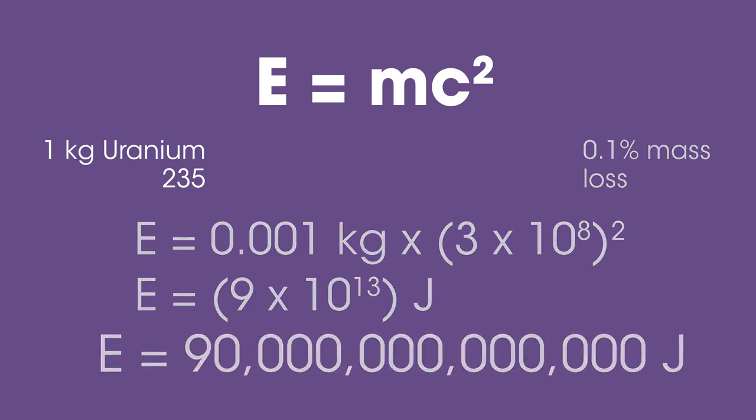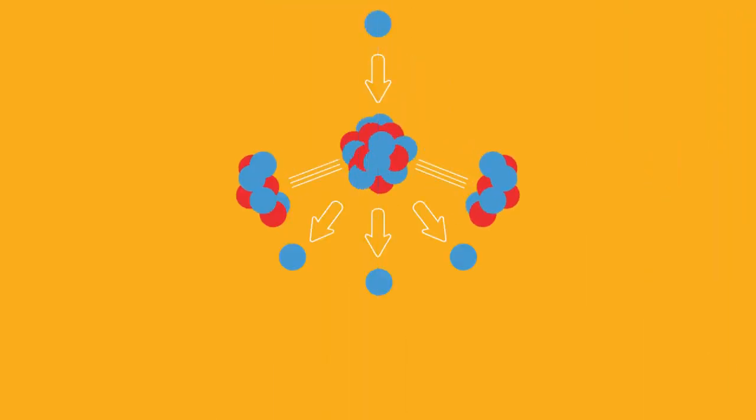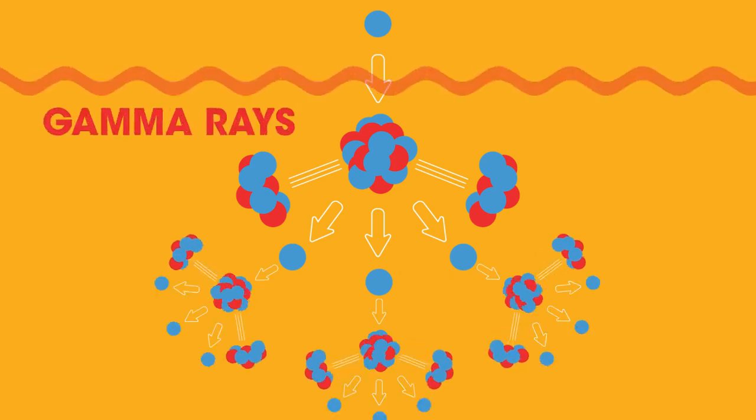To get this amount of energy from burning coal, you would need to burn 2,000 tons. That's 1,000,000 times the mass of the uranium. On fission and subsequent chain reaction, a lot of energy, including gamma rays, will be released.